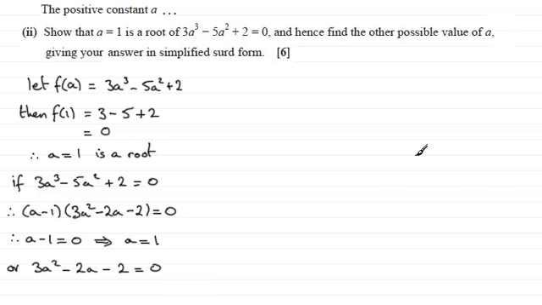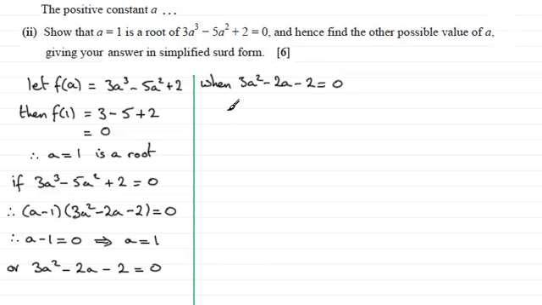Now if this is the case, then being a quadratic equation, I'd normally want to factorize it to solve it. But it does say give your answer in simplified surd form. And this is suggesting that it's not going to factorize, that we need to use the quadratic formula. Or you could do completing the square. But the quadratic formula would be a lot easier in my opinion. So let's just put this down, that when 3a squared minus 2a minus 2 equals 0.